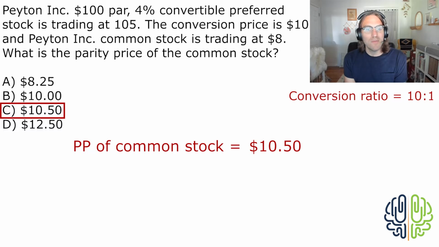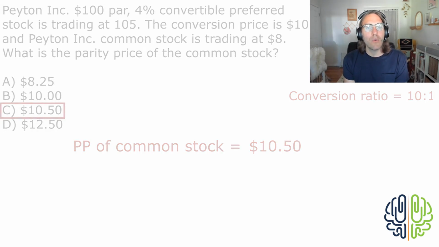For example, what if the common stock was trading at $12.50? Well, they could convert the preferred stock into 10 shares of common stock, sell that common stock at $12.50, and make a profit of essentially $2 per share. That would be a $20 profit overall.